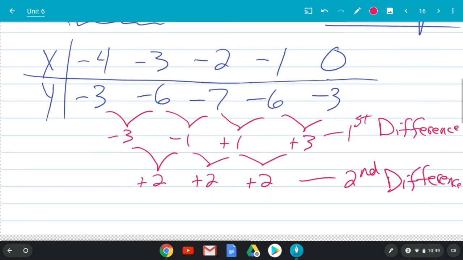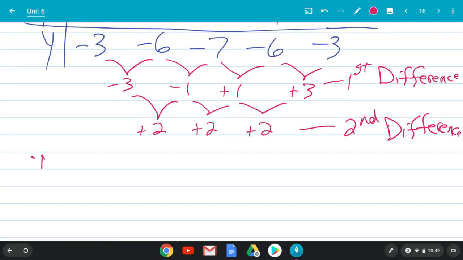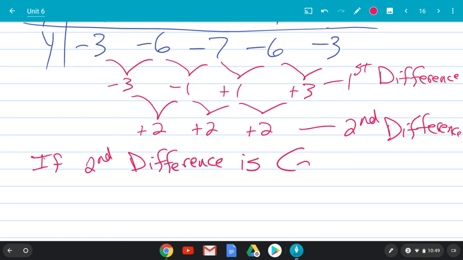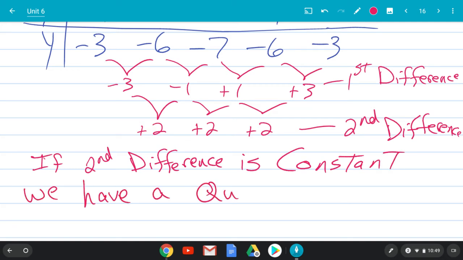And here's what I'm telling you right now. If the second difference is constant, we have a quadratic. If the second difference is constant, we have a quadratic. Cool?